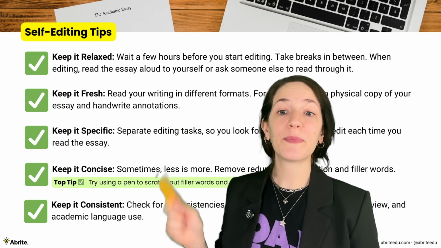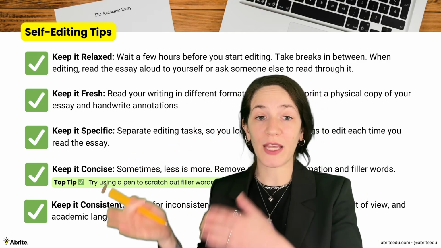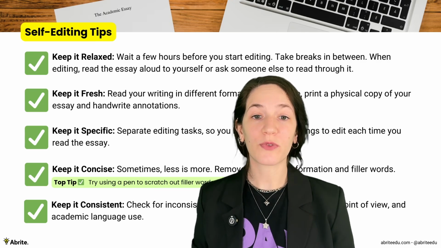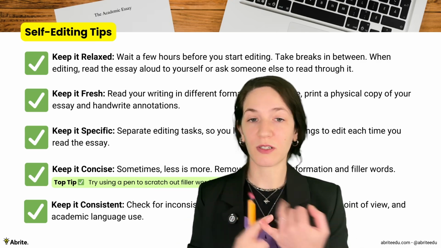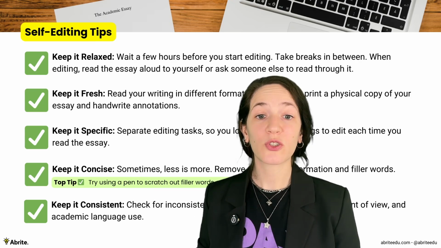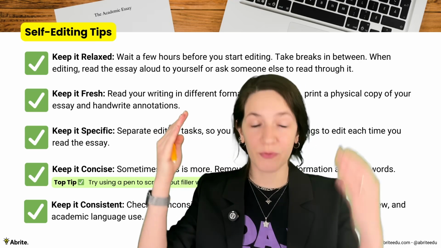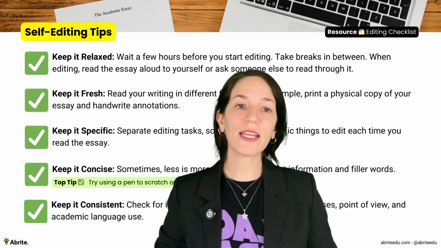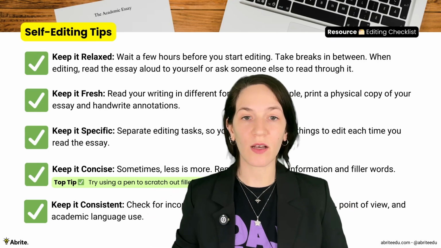Tip number 3, keep it specific. So in every round of editing, focus on a different thing. So for example, in my writing, I tend to start a lot of sentences with conjunctions and I tend to use a lot of dashes. So I'll dedicate one editing round to just finding those 2 things. Also, creating an editing checklist can be a great help when you're self-editing.